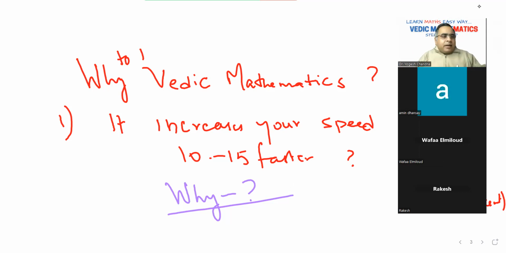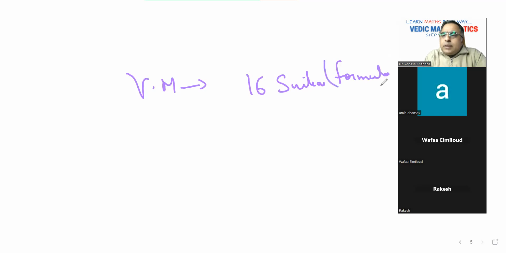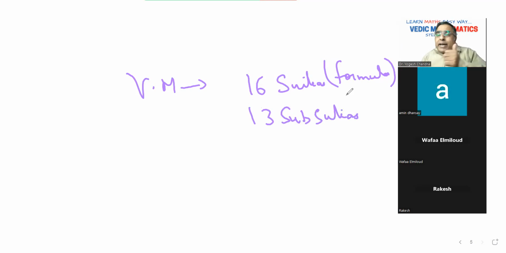Okay, let me give you a clear picture. Vedic mathematics has 16 sutras, meaning 16 formulas. What we call a formula in maths is called a sutra here. And 13 sub-formulas or sub-sutras. These are the 29 formulas which can be used any number of times in every topic. With the help of these, the very first thing you can do is arithmetic.